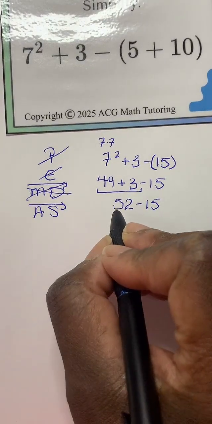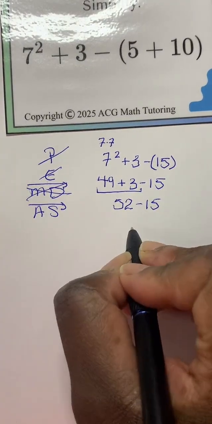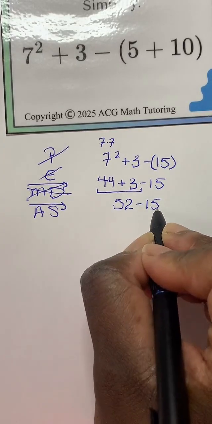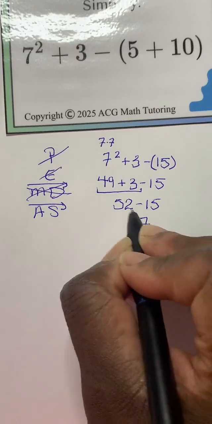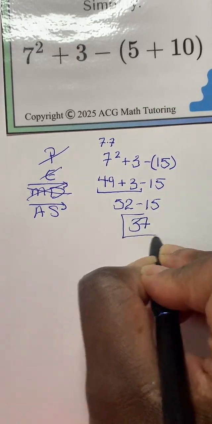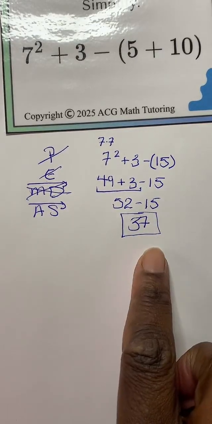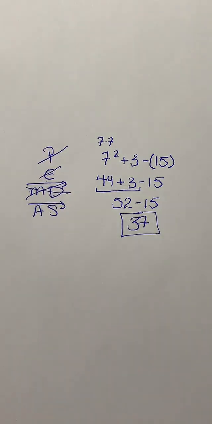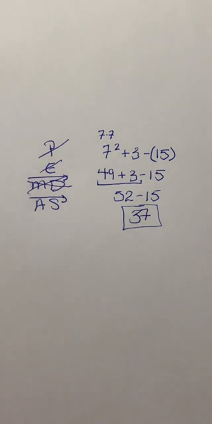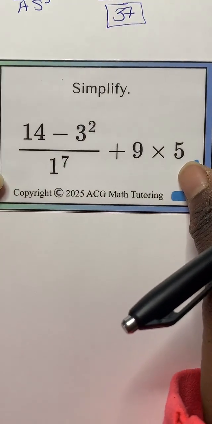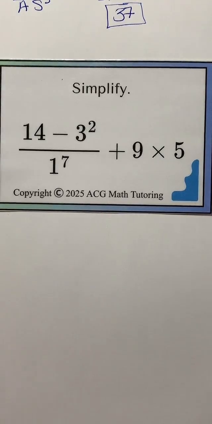So then we borrow from the 5 to make that into a 4. So then we make that 2 into a 12. So 12 minus 5 gives me 7. And 4 minus 1 will give me 3. So my answer will be 37. Okay. All right. One more and then we'll get back to our regular played station. Here we go. 1 minute. Let's go. Solve it up for me.